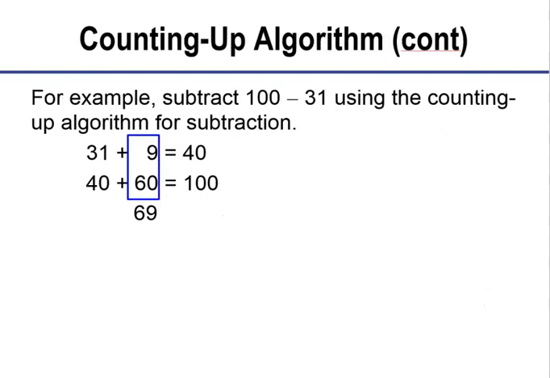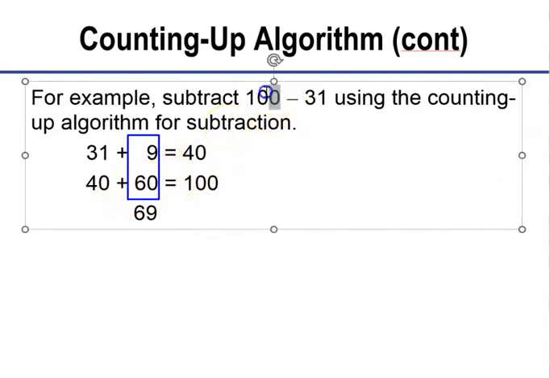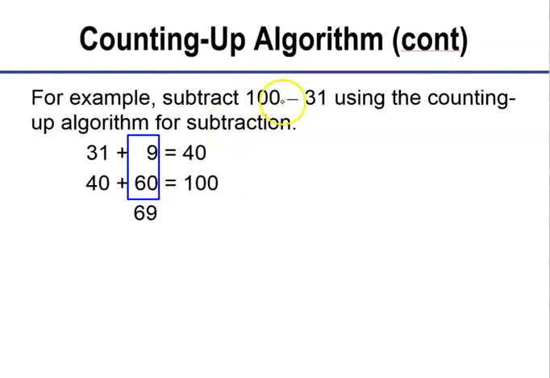So if we are going to subtract 100 minus 31 using the counting up algorithm, we're going to start with 31, your subtrahend, and count up to the next 10 value. So I'm going to add 9 to that. And then I'm going to count up again to 100. I'm trying to get to this value. So I start with the 31 and I count up to get to 100. So again, I add 9. And then up to get to 100, I add 60, and that means my result is 69.